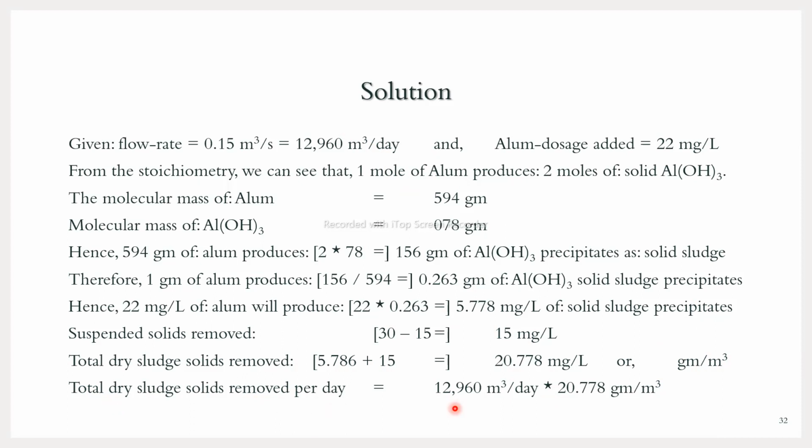So the total dry solid removed per day will be 20.778 gram per meter cube into 12960 meter cube per day. That means 269283 gram per day, which is nothing but 269.28 kg per day.